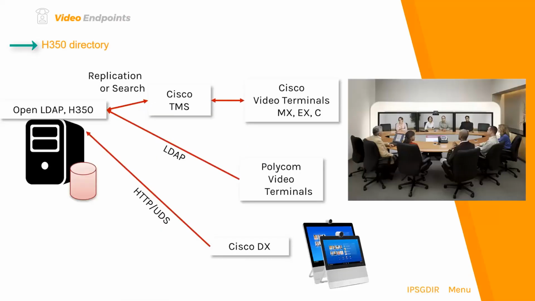With our video endpoints, we can push our directory here. You can see the different video endpoints that we can support: the Cisco DX units, Polycom video terminals, and also the Cisco video terminals. From these endpoints, when users go off to meetings, they can access the Telisca directory to pull up relevant contacts that they require. So rather than just the standard directory offered via those providers, you can utilize our Telisca directory in this case.